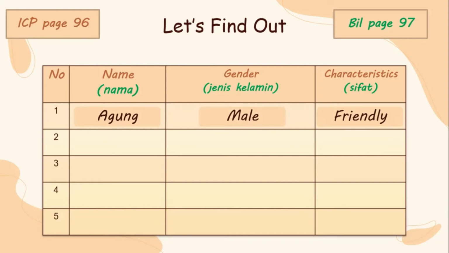Jadi, untuk name or nama, you can write any name, ya. Nama siapa saja yang ada di dalam keluarga kalian. And then for gender, itu tergantung dari jenis kelamin nama yang kalian sebutkan di kolom yang pertama. And then for the characteristic, kalian sebutkan sifatnya bagaimana. At least one characteristic, ya. Okay, is it easy? Now let's go to the next.